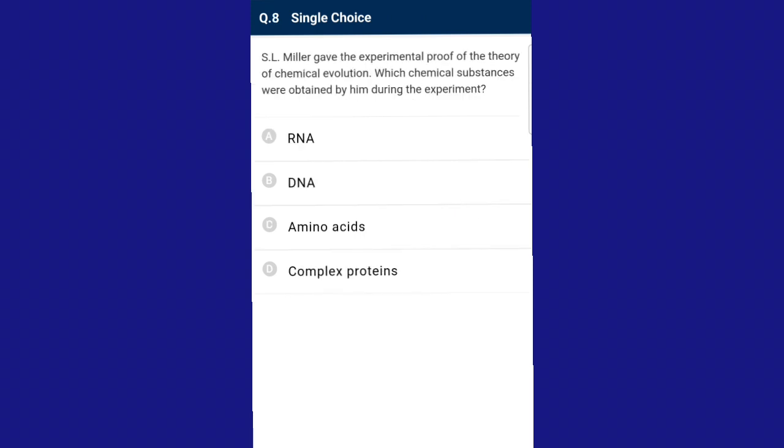Question number 8. A.S.L. Miller gave the experimental proof of the theory of chemical evolution. Which chemical substances were obtained by him during the experiment? So during his experiment, he obtained amino acids. The conditions on Earth were high temperature, volcanic storms, reducing atmosphere containing methane, ammonia, etc. In 1953, S.L. Miller, an American scientist, created similar conditions in the laboratory and obtained amino acids at around 800 degrees Celsius.